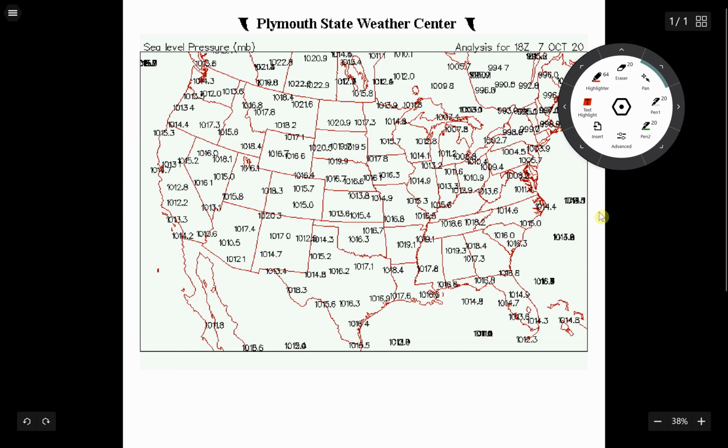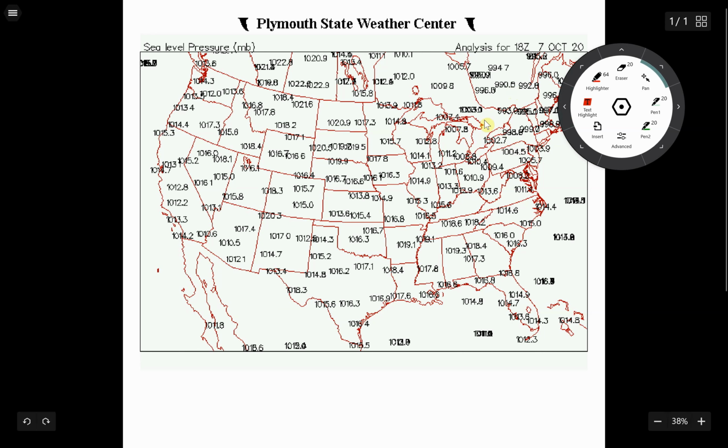Okay. So right off, when we look at this map, the first thing that you want to do is just take a look at the numbers. The nice thing about this map is it's not plotted in code, so you can see the full value. You don't have to worry about those last 3 digits and all of that. So this one's a little bit easier to use.